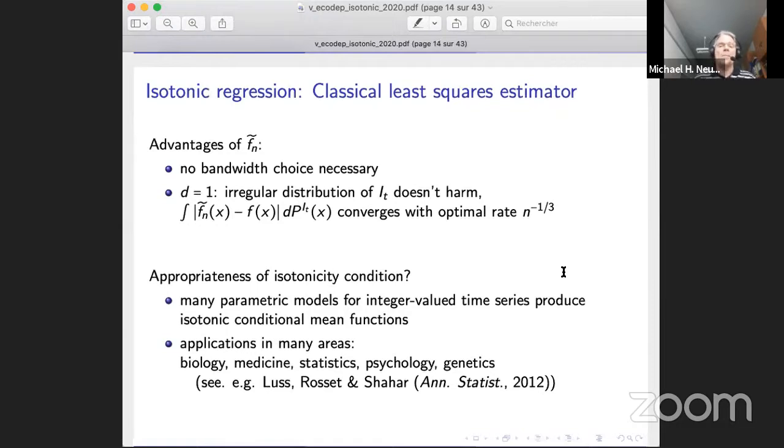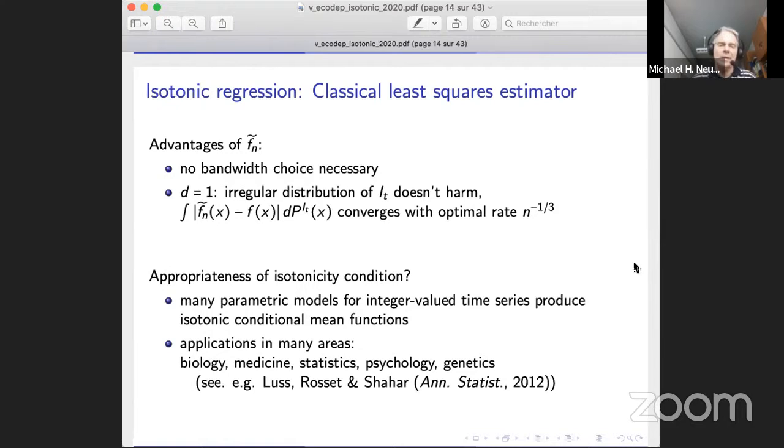So moreover, this assumption of isotonicity seems to be appropriate in many applications. For example, many parametric models for integer value time series produce automatically such an isotonic conditional mean function. In this sense, our contribution is just an extension of previous work. Applications in many areas are possible.